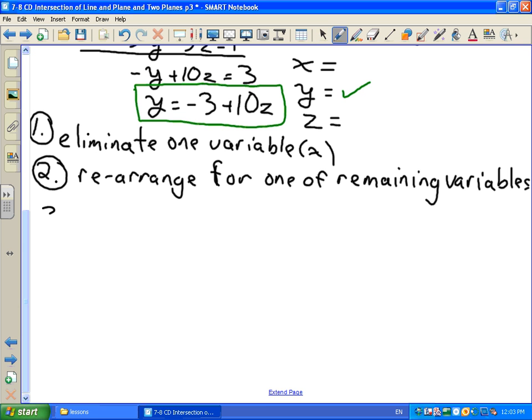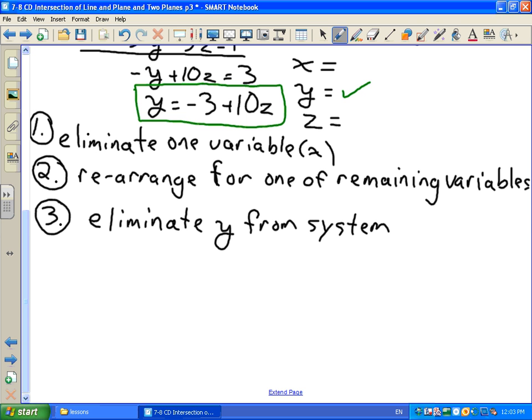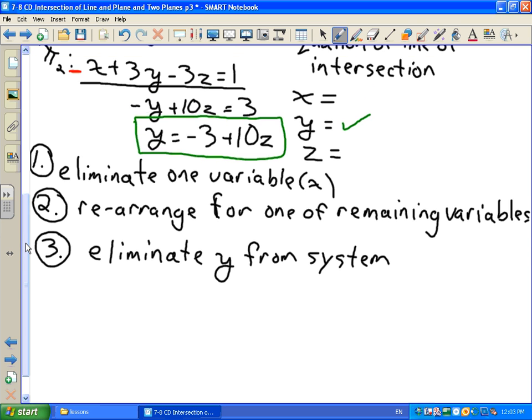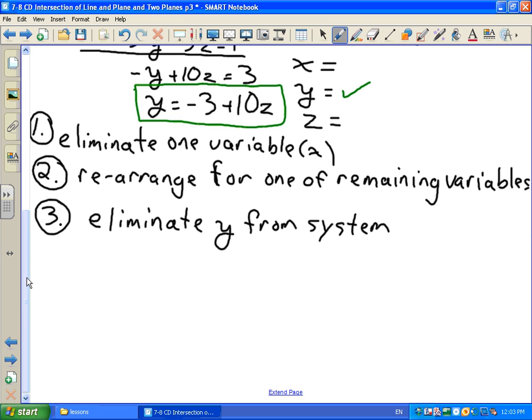So step 3, now that we're done with y, we're going to eliminate y from the system. Now, if at this point right here we had gotten z equals, instead of y equals something, of course we would have checked z off our list and we would eliminate z from the system. So whichever one we're done with is the one that we're going to eliminate here. So we got to come back to our original two equations here, and I'm just going to rewrite them.